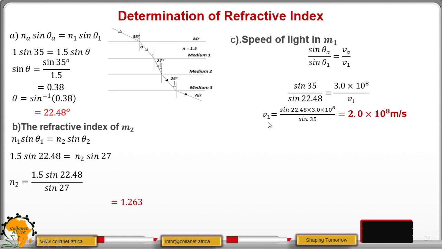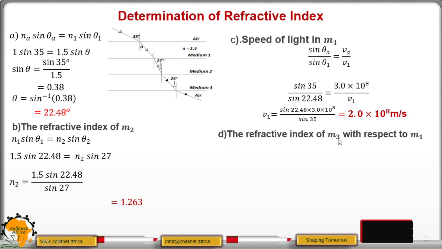So we can make it the subject of the formula by cross multiplying and then dividing through by sine 35. When you cross multiply, you have sine 22.48 times 3.0 times 10 to the power 8 divided by sine 35 degrees. Again, you key in the terms in the numerator in your calculator, ensuring that they are inside the bracket, and then you divide by sine 35. When you do so, you'll find that the velocity V1 is equal to 2.0 times 10 to the power 8 meters per second.